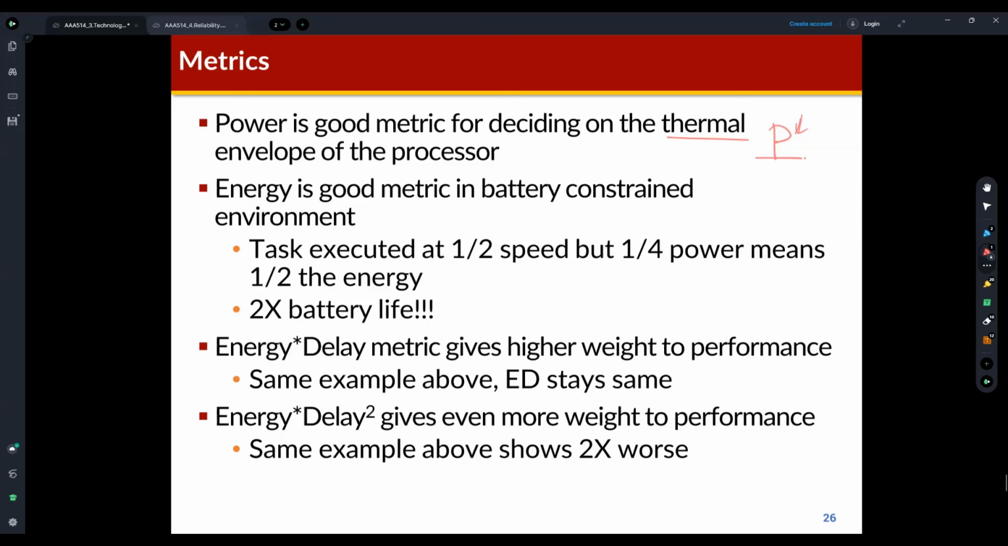That means heat dissipation in the processor. So the power is related to the packaging cost or cooling cost of a system. And if we focus on the running cost of our system, then we need to focus on the energy. So what is the energy? Energy is the power multiplied by execution time, delta T.